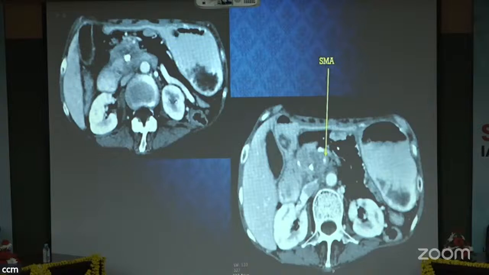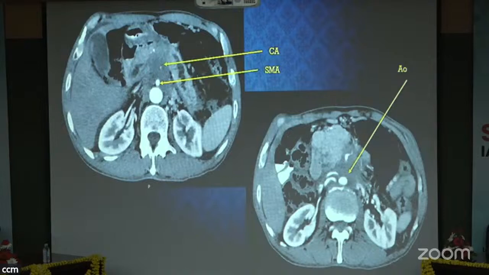In the second case, this is the mass, and here you can see this is the SMA, and all around the SMA the fat is gone, and the tumor tissue or the soft tissue is surrounding the vessel. So this is encasement, and there are higher chances of infiltration. In this case of pancreatic cancer, we can see there is a mass arising in the neck region of the pancreas with MPD dilatation, and this tumor is infiltrating the celiac axis branches, causing narrowing and also encasing the SMA. And lower down, it is also encasing the aorta, you can see. So it's a very advanced disease.